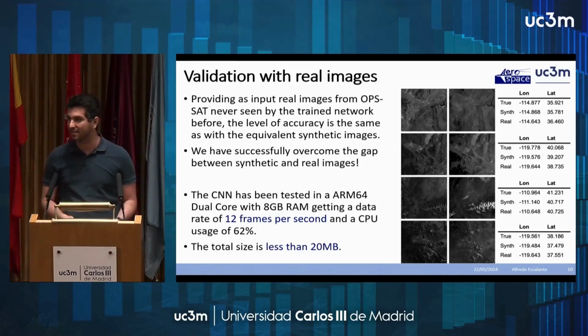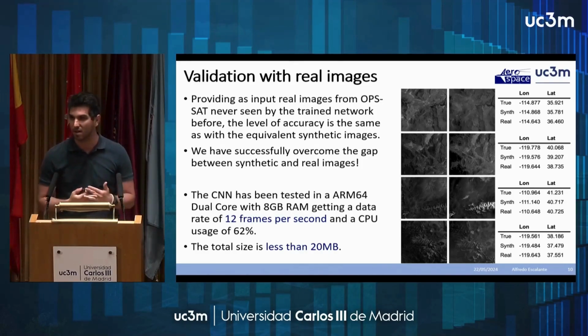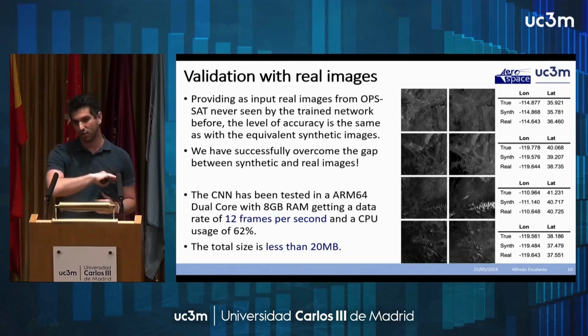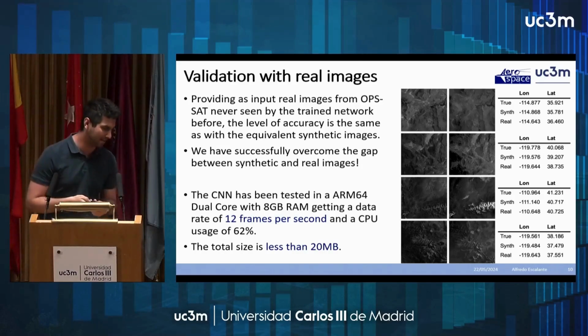And we have also tested the network on the same motherboard that is on board OPSAT, the ARM64 with 8 GB RAM. We are achieving a data rate of about 12 frames per second. So we can implement that with a filter, which actually improves the position estimation a lot. And the total size of the network is less than 20 megabytes, meaning that we can uplink the whole model in a single ground pass. So hopefully very soon we'll be able to test it in orbit in OPSAT.